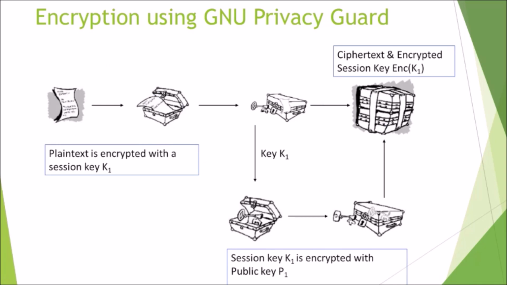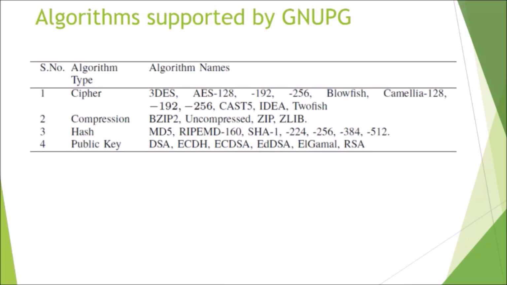Here's the encryption using GNU Privacy Guard. You can clearly see the way it flows. A plain text is encrypted using session key 1, then a ciphertext and encrypted session key is enclosed within this, and then you can see it in the block diagram. Finally, you'll have session key 1 is encrypted with a public key 1.